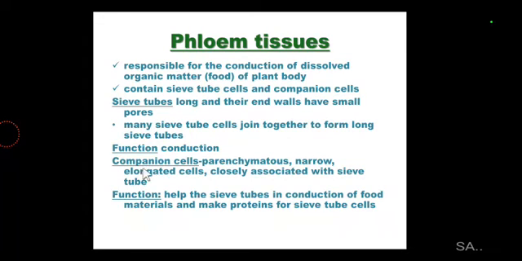The other type of cells are the companion cells. So companion cells are made of parenchyma cells, like they are parenchymatous, and they are narrow. They are elongated cells closely associated with sieve tubes, and their function is to help the sieve tubes in conduction of food materials and make protein for sieve tube cells.